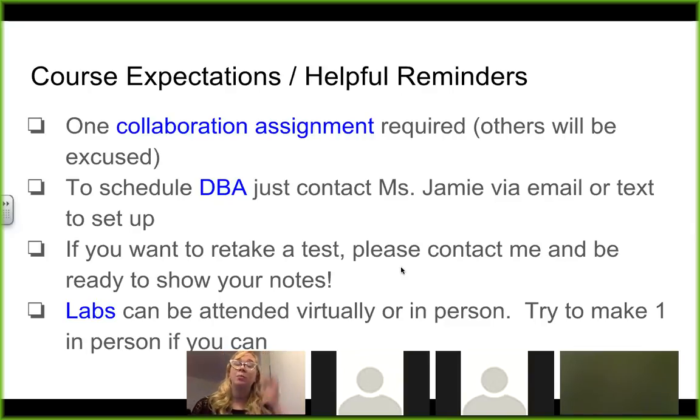Labs can be attended virtually or in person, right? They always occur on Tuesdays at noon at MIWA. You can attend virtually or you can attend in person. It's more fun in person because you actually get to play with materials. But virtually, you're going to get to see the process as well. So try to make at least one of them in person if you can.